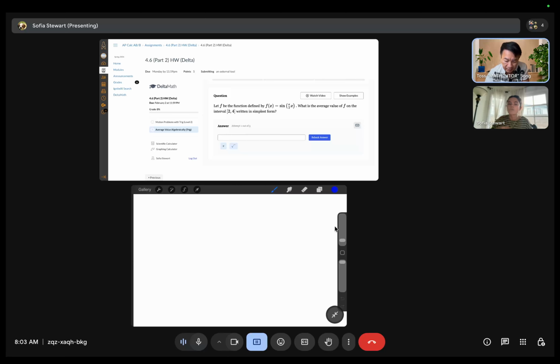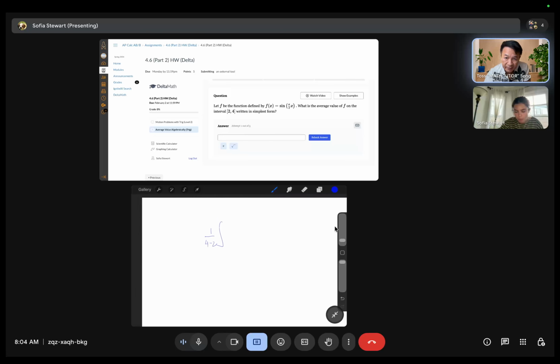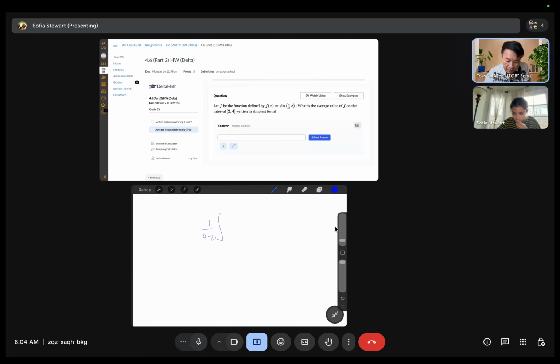Ones, right? When you integrate, you're still doing this average formula. You remember it's going to be 4 minus 2 here. Integrate between. Is that 1 over b minus a? Yes, 1 over b minus a. This is for the average value with the integration. So 1 over 2? Yes.